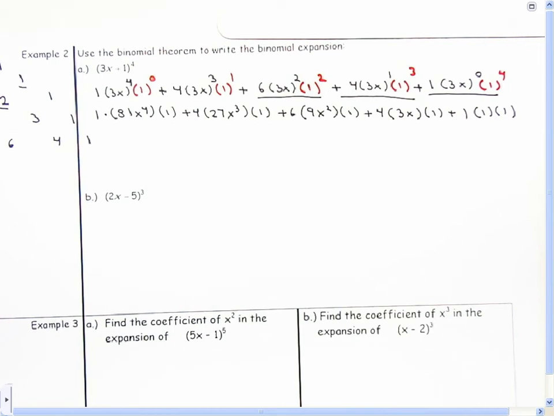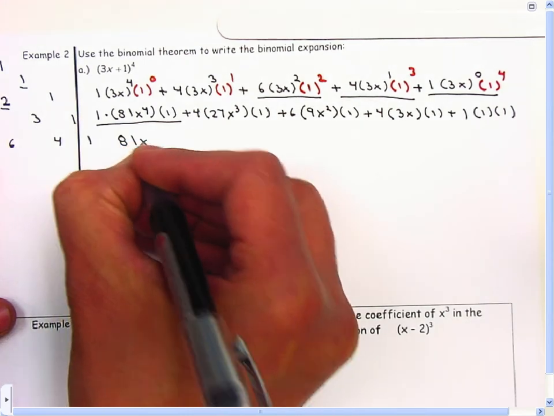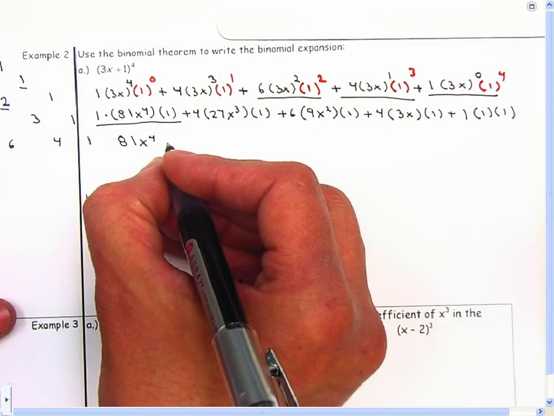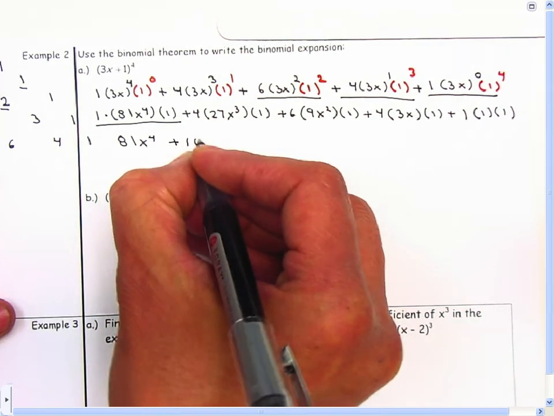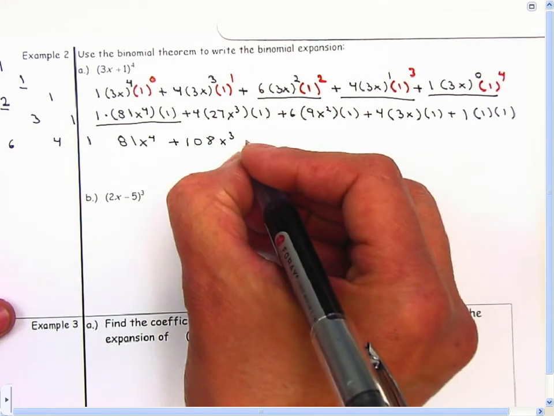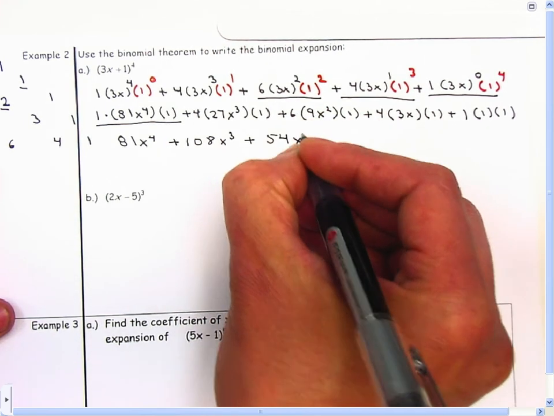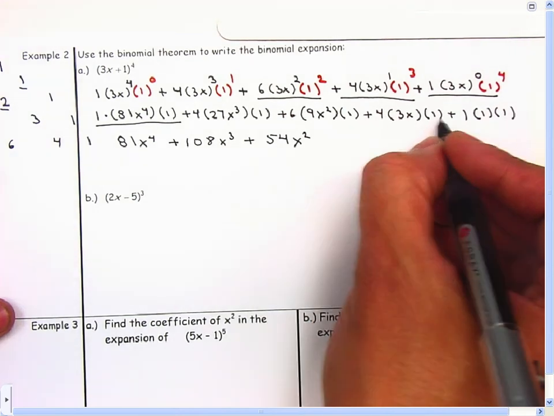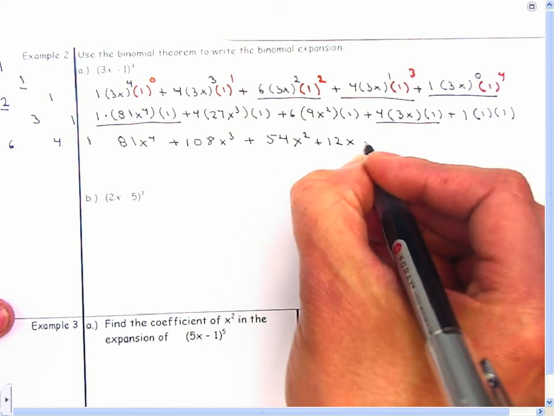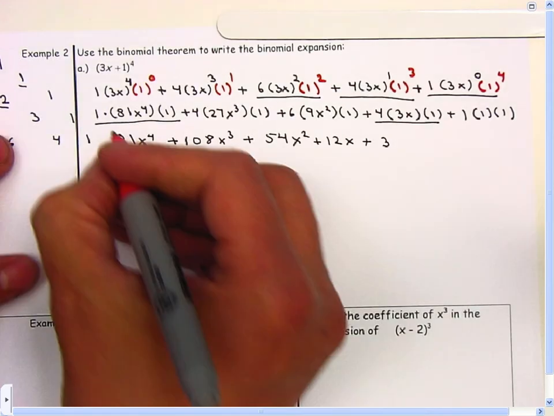Now the last step is to simplify. 1 times 1 times 81 will give us 81x to the 4th. 4 times 27 will give us 108x to the 3rd. And I had the 1 here, so 1 times 4 times 27. The last one will be 1 times 6 times 9 will give us 54x squared. 4 times 3 times 1 will be positive 12x. And the last term will be 1 times 1 times 1, which will be 1. And this is my final answer.